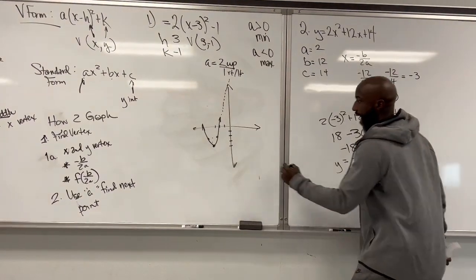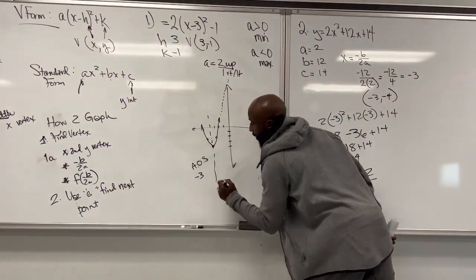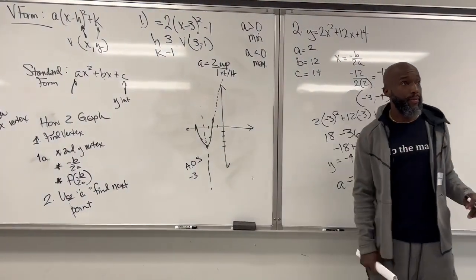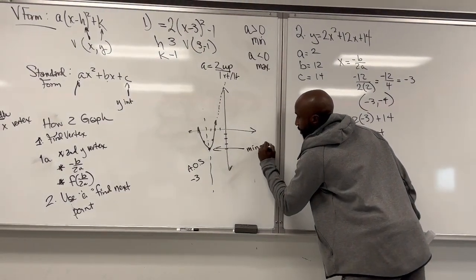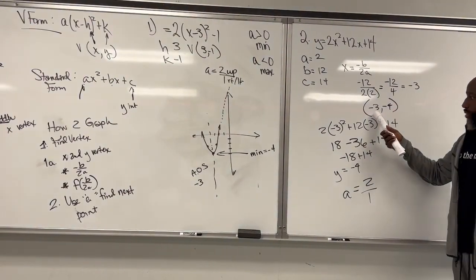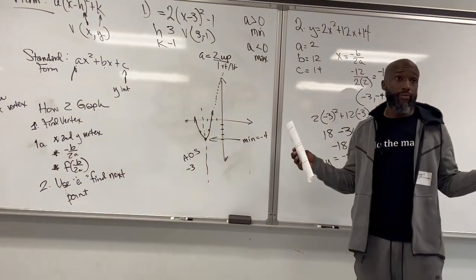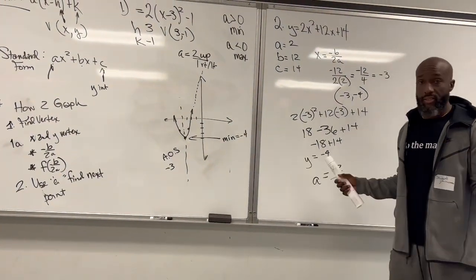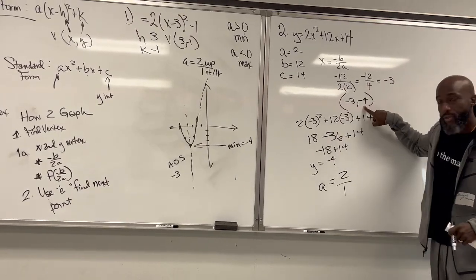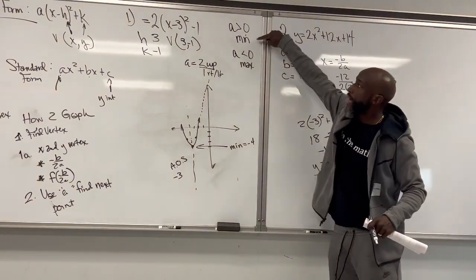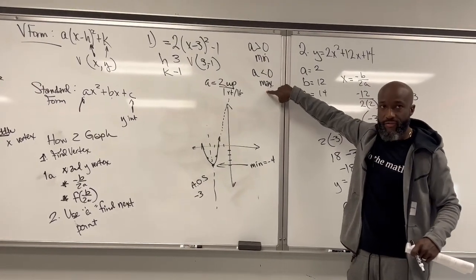So the axis of symmetry is going to be negative 3. And is this a maximum or a minimum? It's a minimum. The minimum value is negative 4. And so basically these are all the characteristics of a quadratic function. You have your vertex, the vertex tells you the axis of symmetry, and it tells you your maximum or minimum value. You have a minimum value if the A is positive, you have a maximum value if the A is negative.